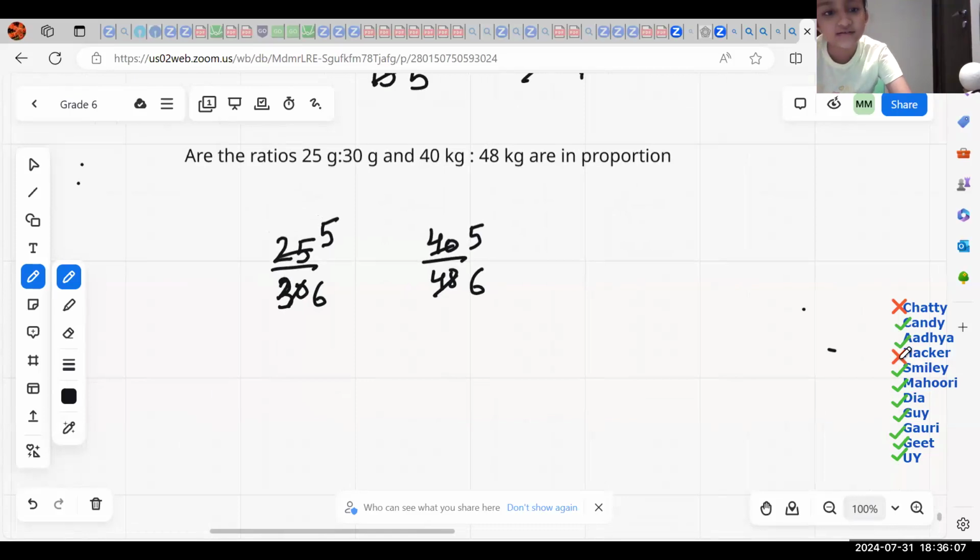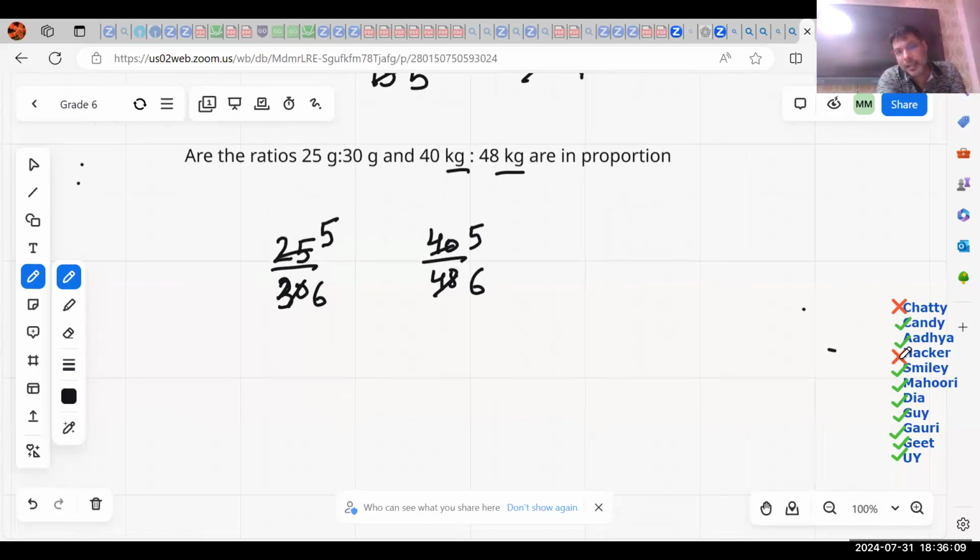Sir, see guys, these two are in kgs, these two are in grams. So antecedent and consequent have the same unit. So the ratios can be equal. If the antecedent and consequent had different units, then I would have converted them into the same unit.